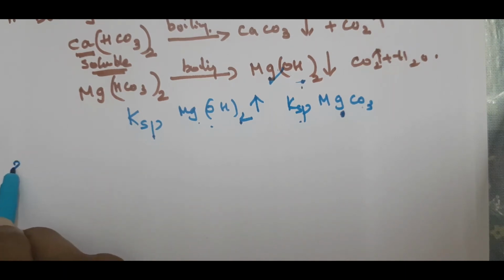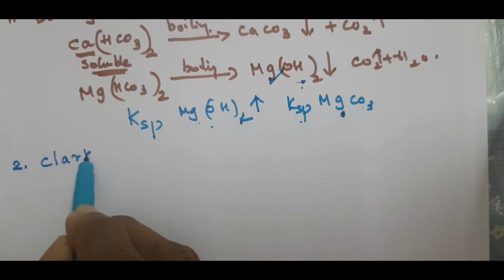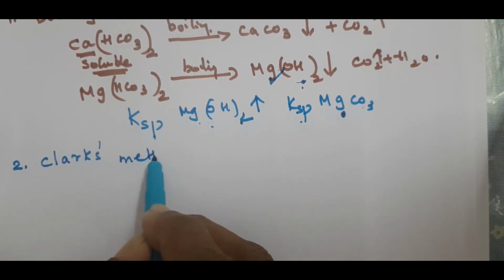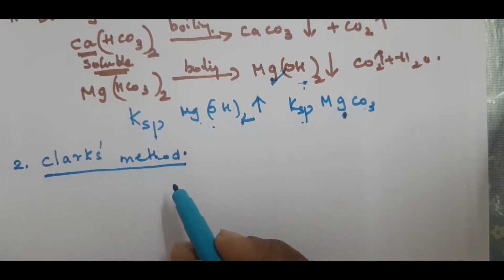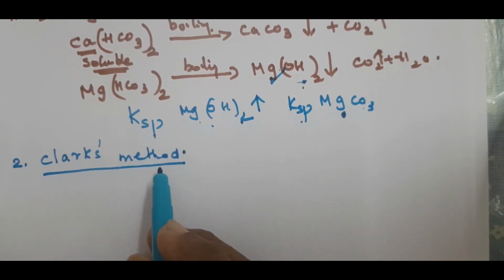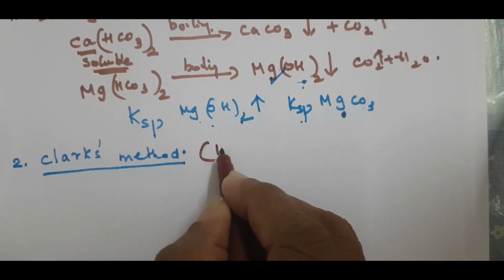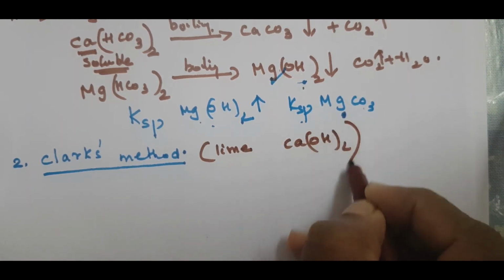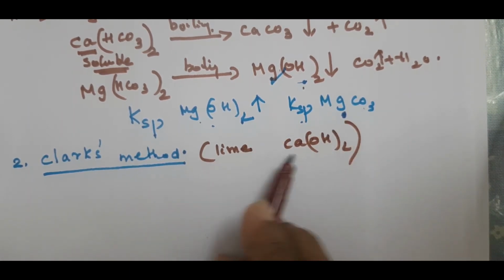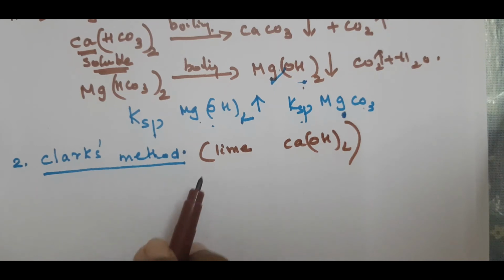Now, the second method for removing the temporary hardness is called Clark's method. What is it? Clark's method. Okay, so what is this Clark's method? That is a very simple method. In this method, we are using lime. What is lime? You know, calcium hydroxide. So, we will put calcium hydroxide or lime in hard water and we can remove the hardness of the hard water. Now, how is it possible?